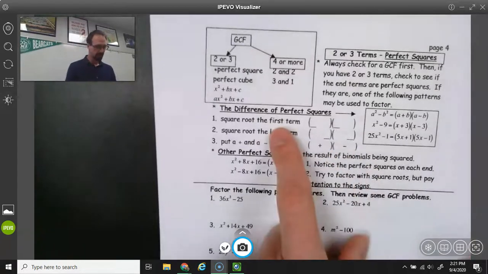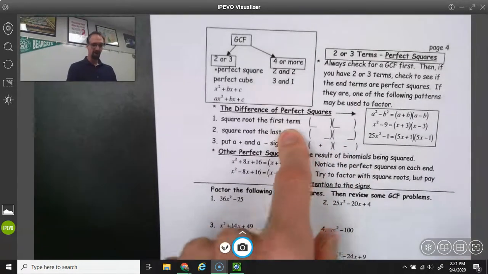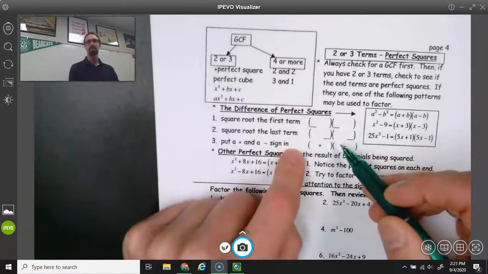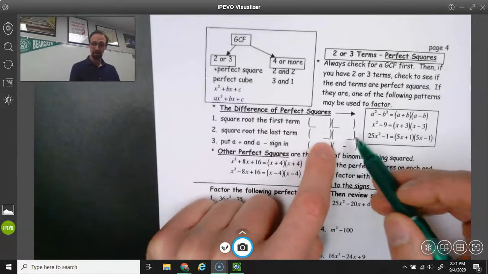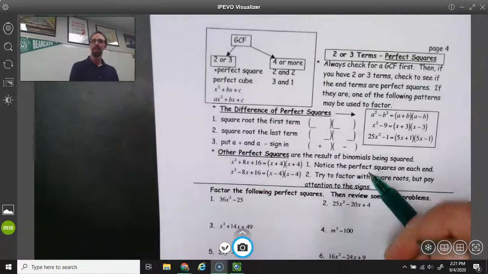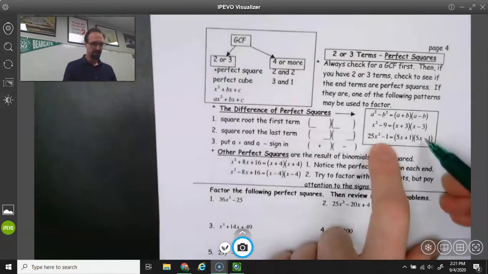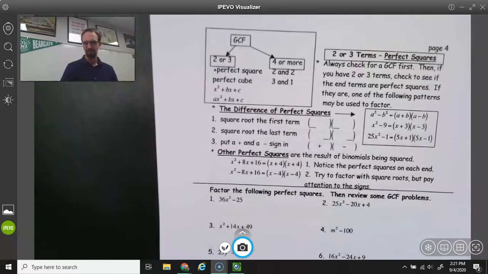For the difference of perfect squares, we find the square root of the first term, and that goes in your first spot. You take the square root of the last term, and that goes in your second spot, and then you put a minus and a plus. Both of these values are going to be the same, so you just have one of them being positive and one of them being negative. There are some examples over here to showcase exactly what I'm talking about.